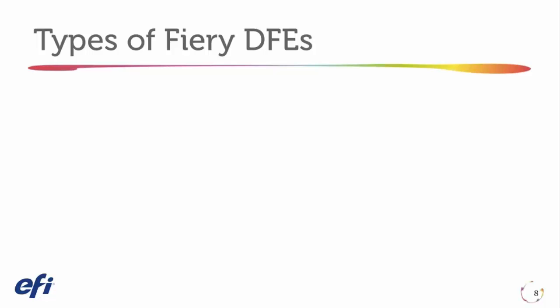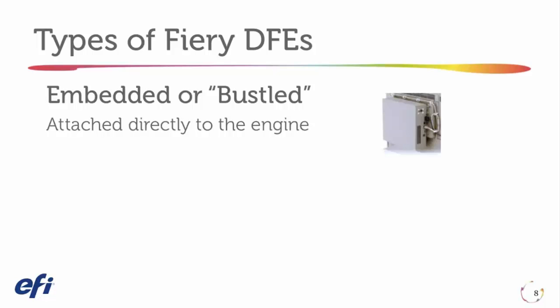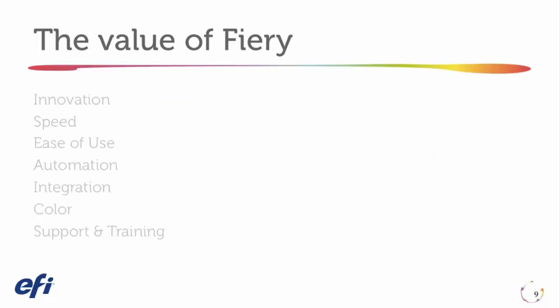The Fiery comes in a couple of different form factors. The first one is an embedded or bustled Fiery. Sometimes these are directly on the back of the print engine themselves or could be inside the printer as well. The other form factor is an external Fiery. This is typically either a standalone box or, in this case, like you see on this image, a separate workstation that has a monitor, keyboard, mouse, and furniture applied to it. Both of these are the typical form factors that you find for Fiery DFEs.